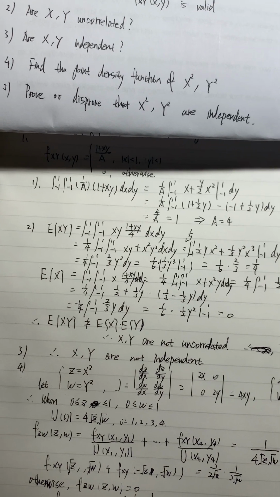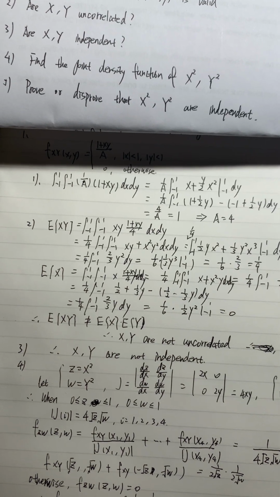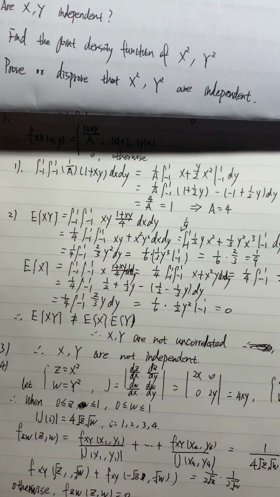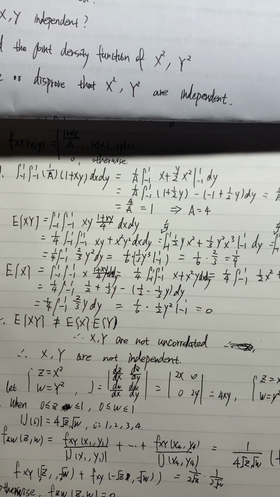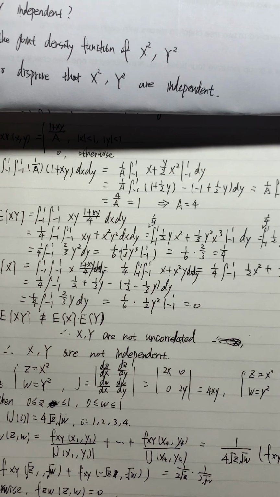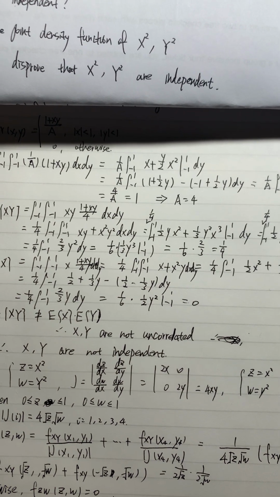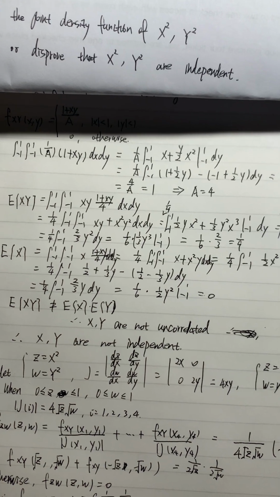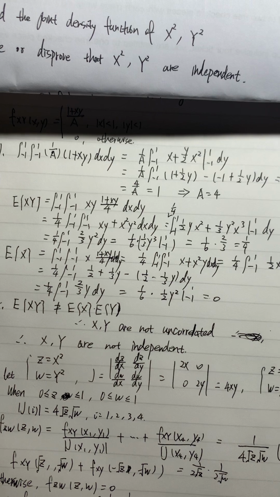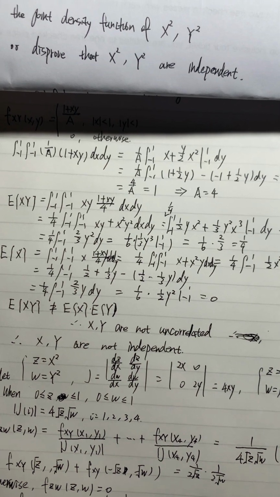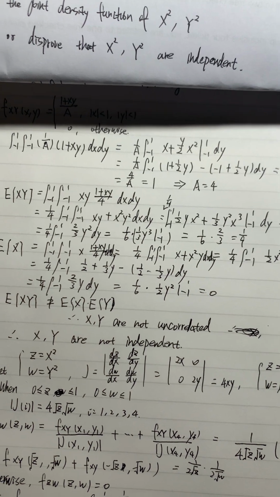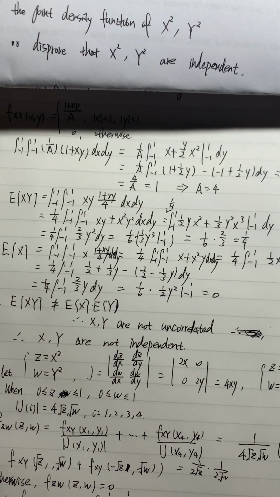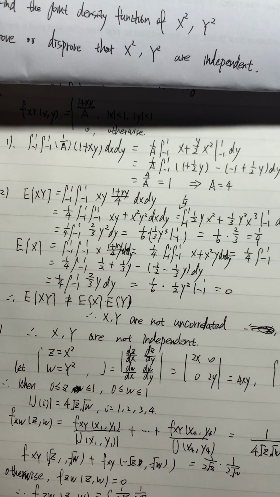For the fourth question, we want to find the joint density function of x squared and y squared. We can let z be x squared and w be y squared, and then we want to find the Jacobian. The Jacobian is equal to the determinant of [2x 0; 0 2y], which is equal to 4xy. When z is between 0 and 1 and w is between 0 and 1, the Jacobian is equal to 4 times the square root of z and the square root of w.